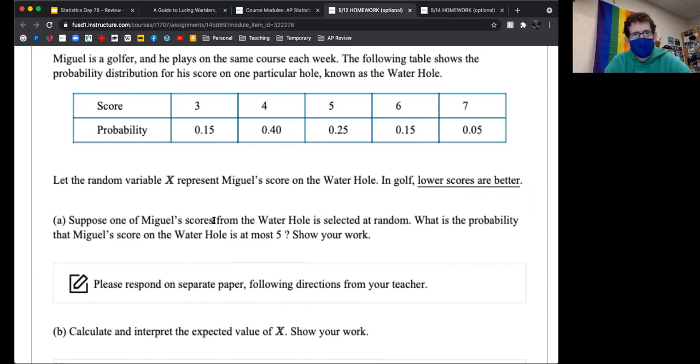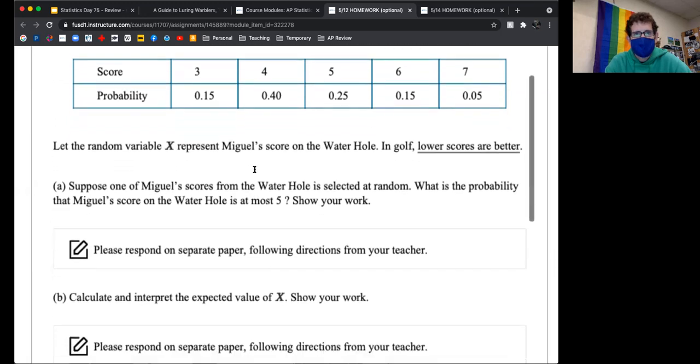So suppose one of Miguel's scores from the water hole is selected at random. What is the probability that Miguel's score on the water hole is at most 5? This is a pretty straightforward one. Again, I'm not going to go through all parts with the full math. But if it's 3, 4, or 5, that's fine. Because these are mutually exclusive categories, all I have to do is add the probabilities together. 0.15 plus 0.40 plus 0.25 gives us our answer. So that should be 0.8.